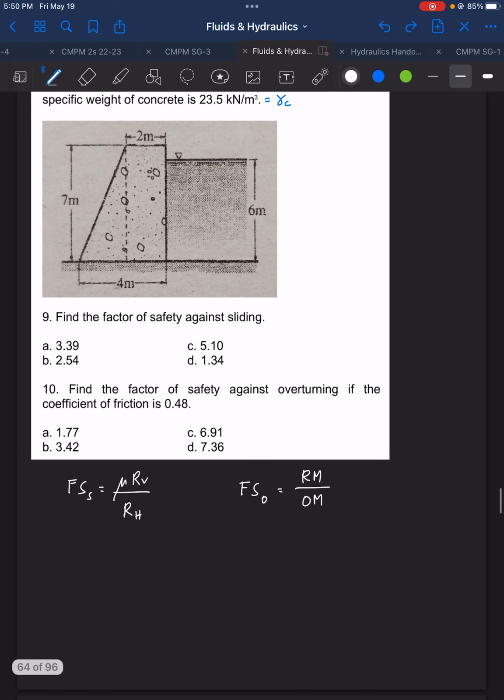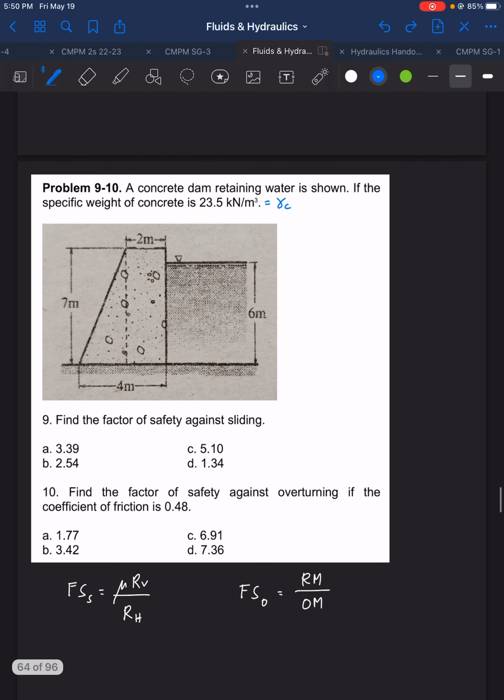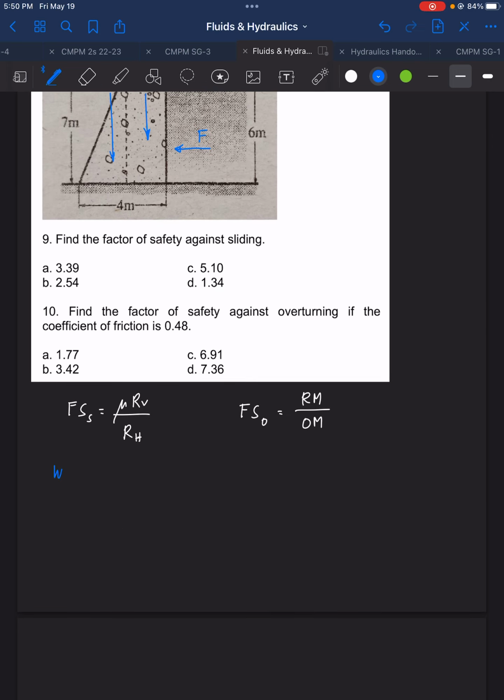Okay, for this figure, we will need to find weight 1. This is weight 1 for this rectangular portion, and this is weight number 2 for the triangular portion. Then we have F as the horizontal force of water. Okay, there's no mention of uplift force. So what's the value for weight 1?